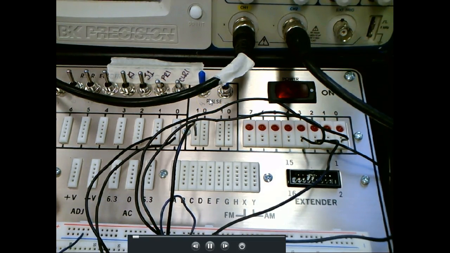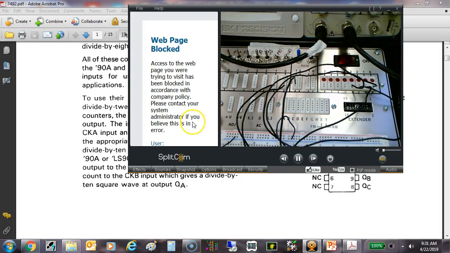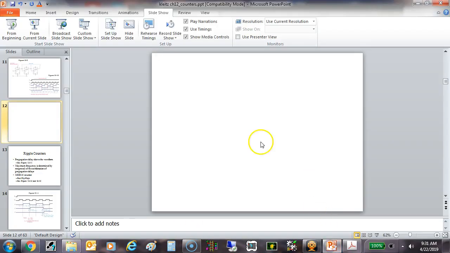This is the 93, the binary count. Because if it was the 7490, it would have rolled around on 9. If it was the 7492, it would have rolled around on 12. Now, if I need to count further, guys, what I would do to count further is I would come over here.